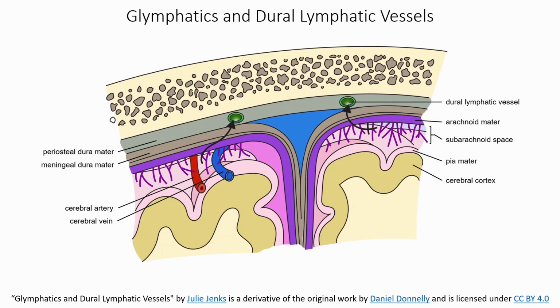So we see these little lymphatic vessels in the dura mater, right in that upper side, in that periosteal dura mater, right? We see those.